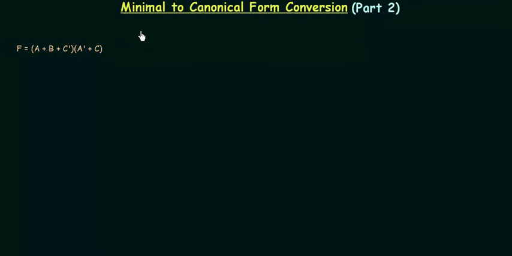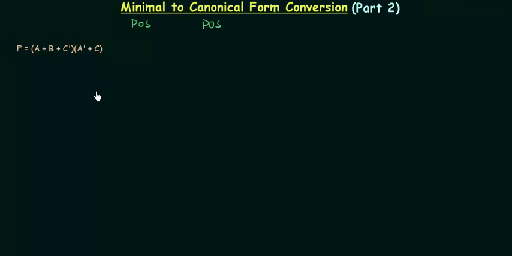In this presentation, we will study how to convert minimal POS form to canonical POS form. I have taken one example, function f, that is represented in the minimal POS form, and we want to represent this function f in canonical POS form. So let's see what are the steps involved in it.